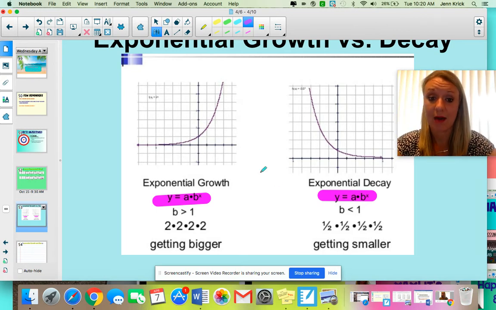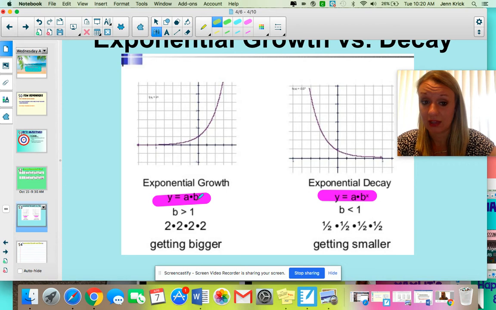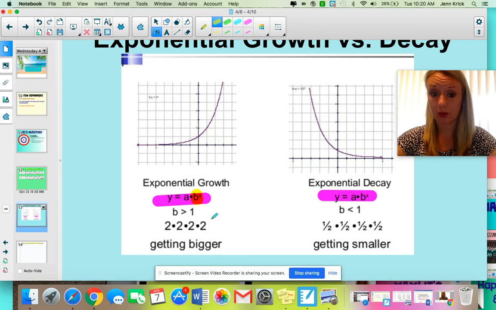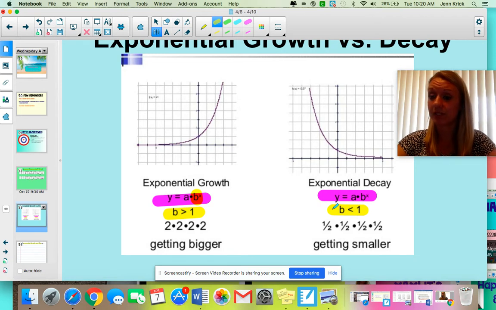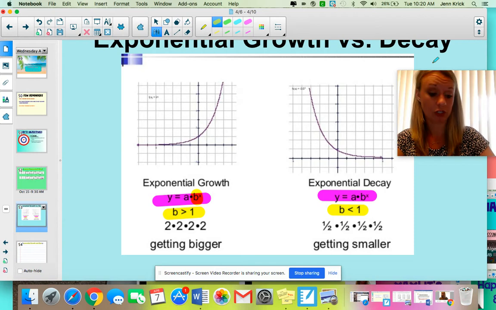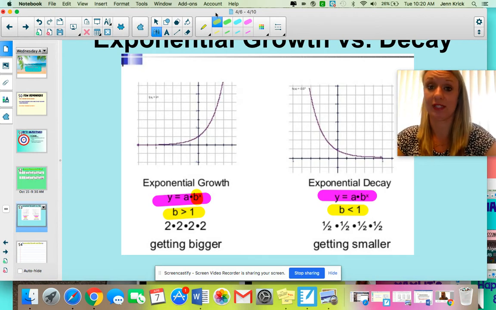What's different now? This b value right here: if it's an exponential growth equation, b will always be greater than 1, because we're growing. Whereas if we have a decay equation, b will be less than 1. So that's going to be one of the ways that we differentiate. Is this exponential equation a growth or decay? We can always look at the b value to tell us what that's going to be.